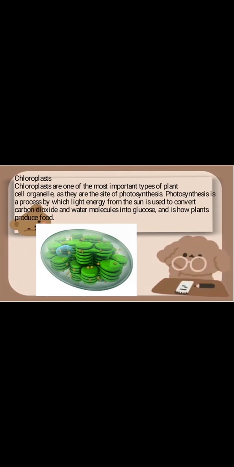First is the chloroplast. Chloroplasts are one of the most important types of plant cell organelle, as they are the site of photosynthesis. Photosynthesis is a process by which the light energy from the sun is used to convert carbon dioxide and water molecules into glucose, and is how plants produce food.